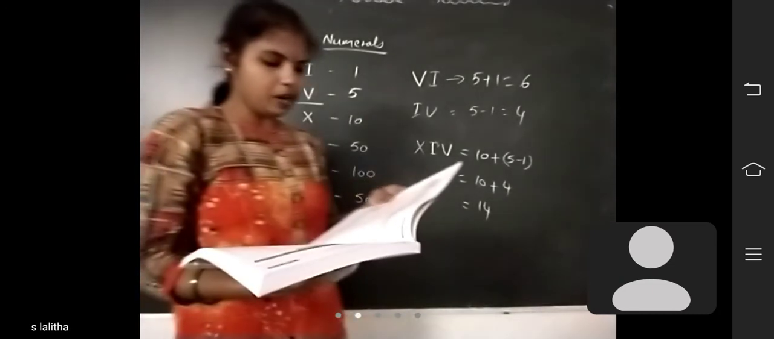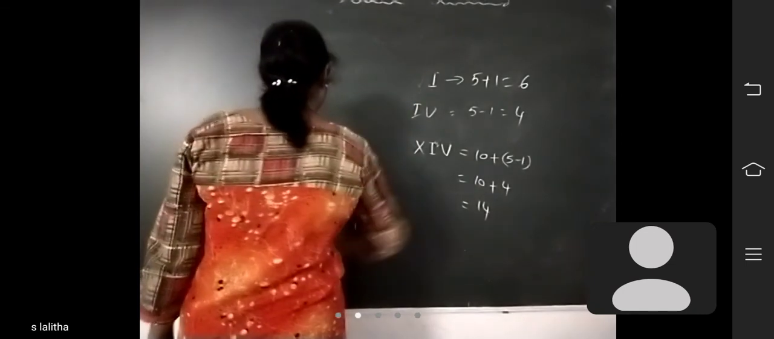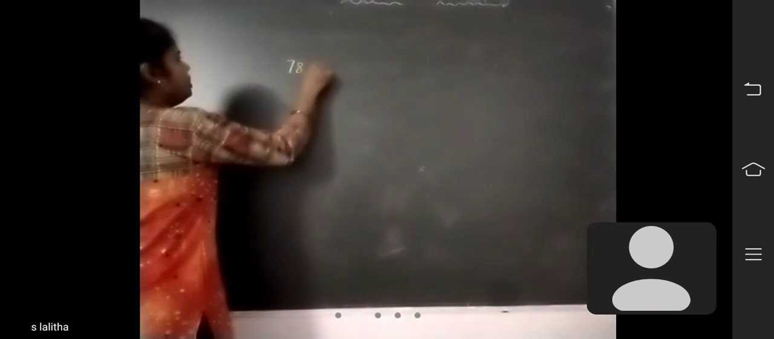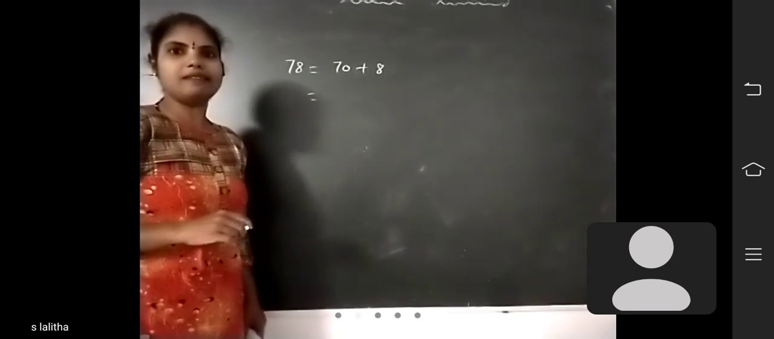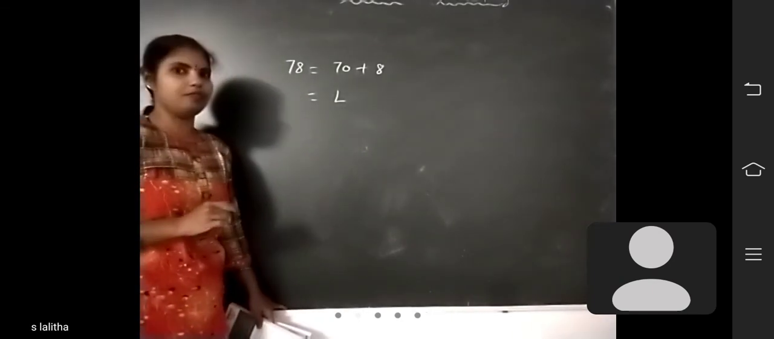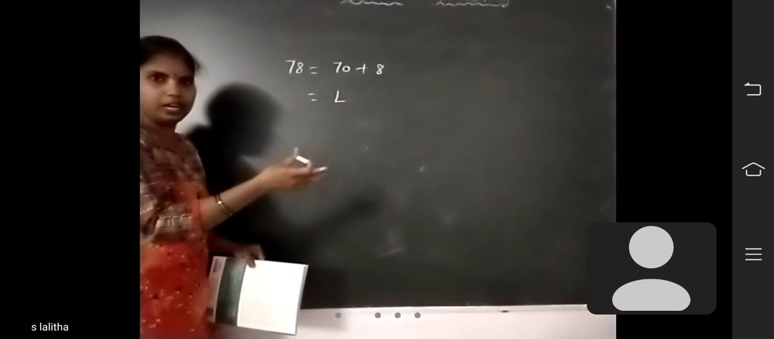What is the Roman numeral for Hindu-Arabic numeral 78? How can you write 78 in Roman numerals? 78 is 70 plus 8. Okay. 70, how can you write 70, children? We know L. L represents 50. Okay. L means 50. Then what should you add? Plus 20. 50 plus 20.